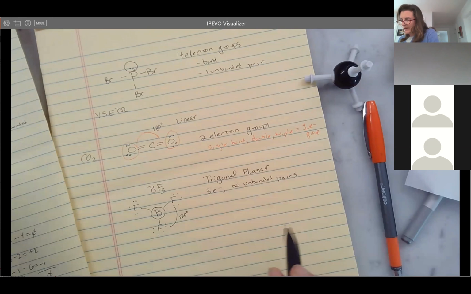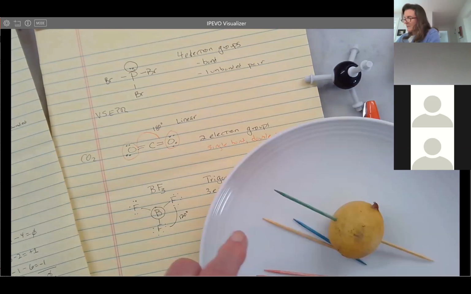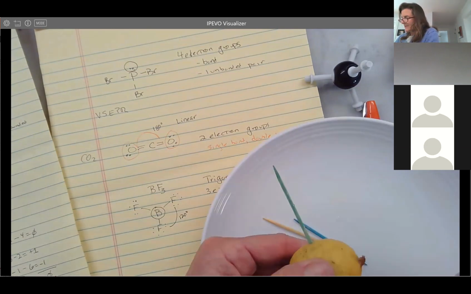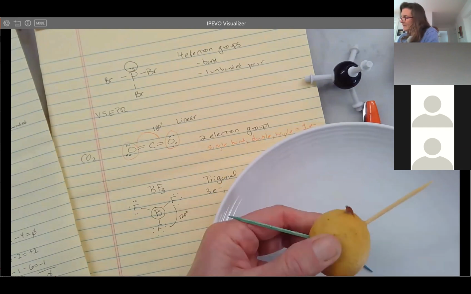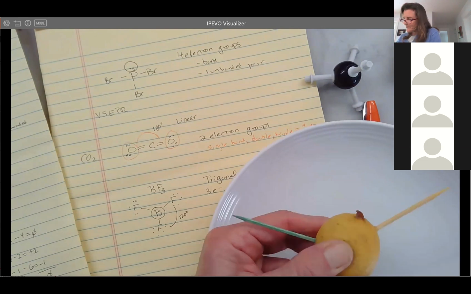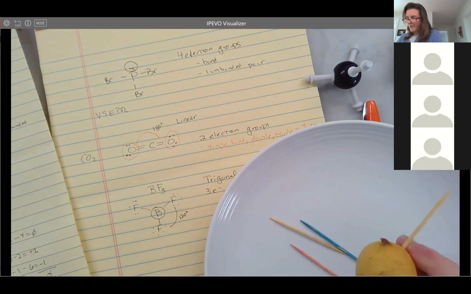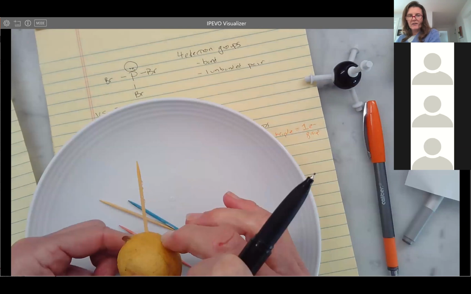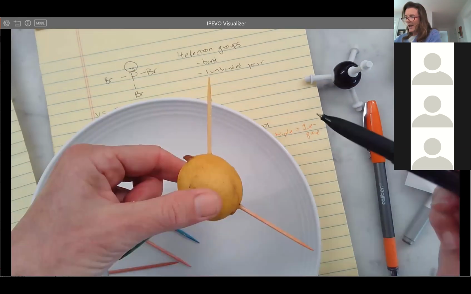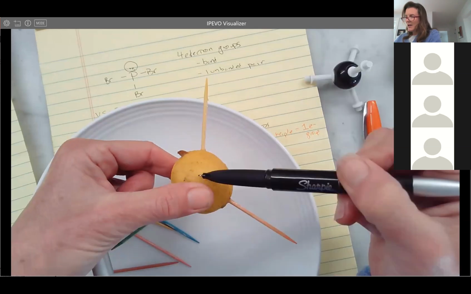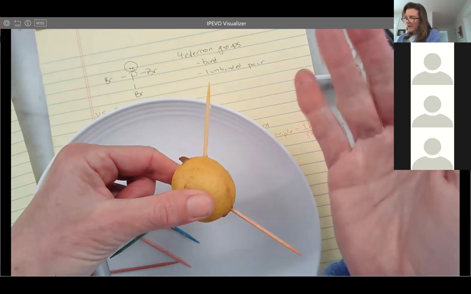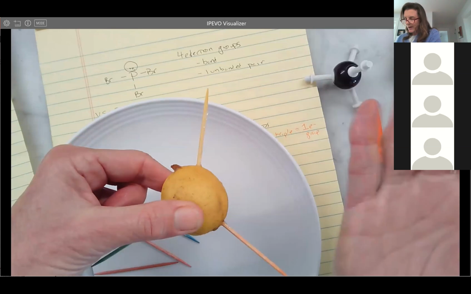So trigonal planar looks like this. And so it's called planar because all 4 atoms, the fluorines at the ends of the toothpicks and the boron in the middle, can all fit in a single plane. They could lie in the sheet of a paper.